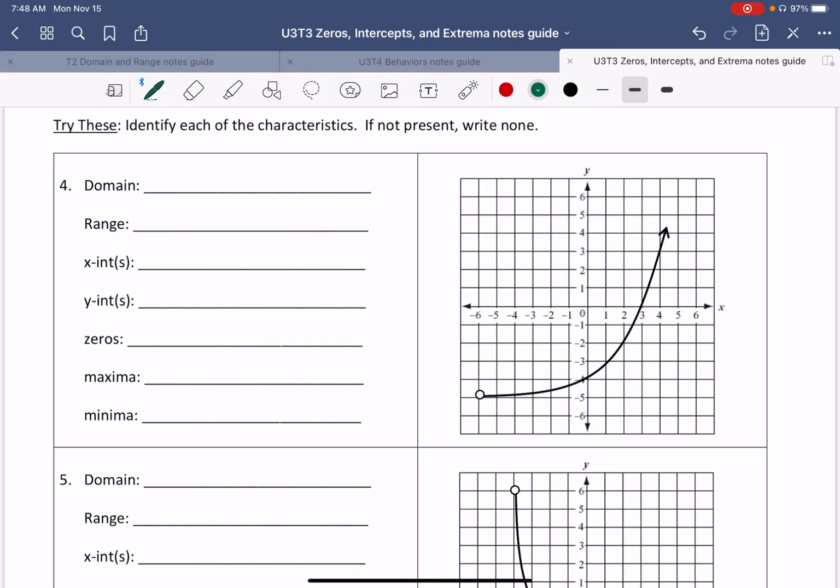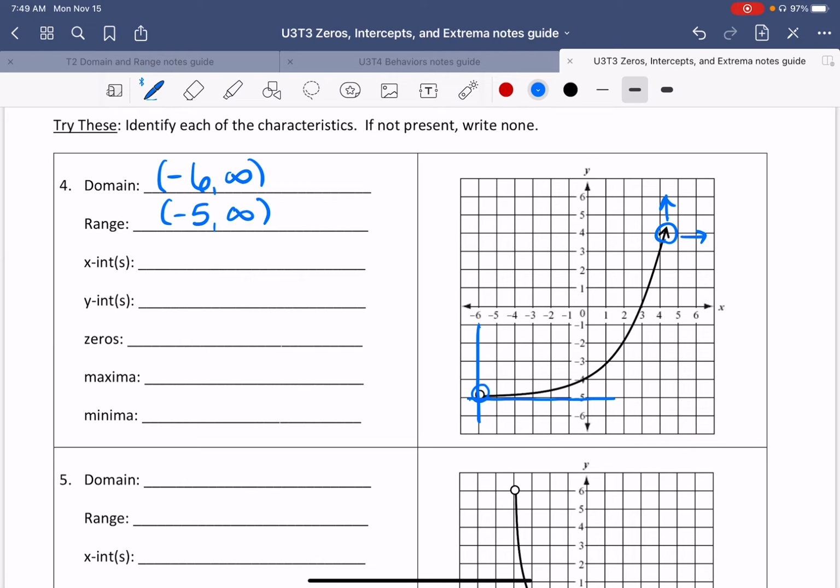All right, so I gave you a bigger graph and bigger space to write. So hopefully this helped you out a little bit. Domain should have been from negative 6 to infinity. Range should have been from negative 5 to infinity. And everything's got round parentheses because that point down here was an open circle.